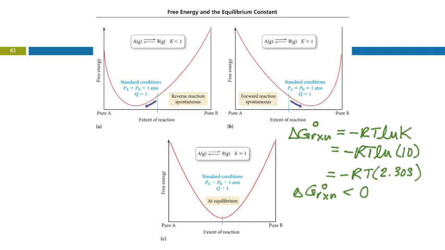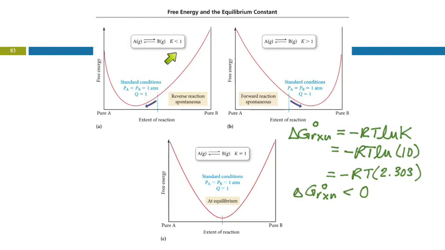Do you see how I did that? I just plugged in some random number. This is saying if K is bigger than 1, so I'm like, well, let's make it 10. The natural log of that is a positive number. When I multiply it by R and T, also positive numbers, it's still positive, and then we've got this negative sign. So delta G has to be less than 0.